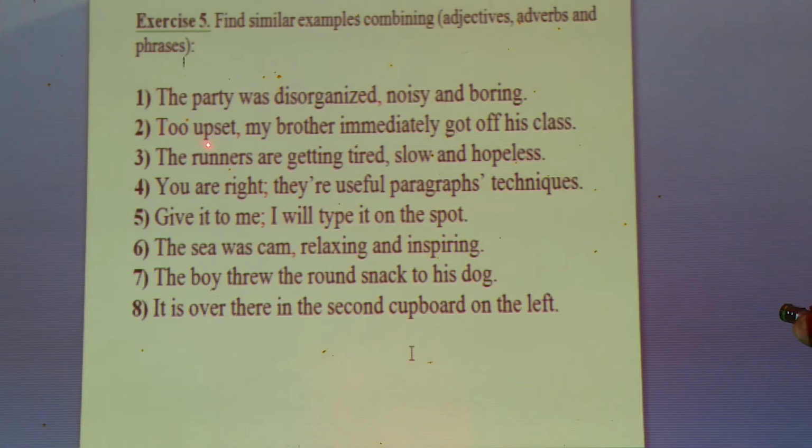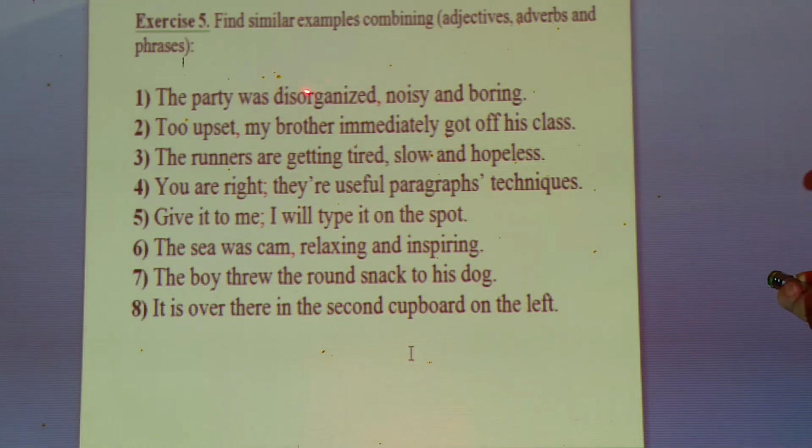Here we have the same thing, just the same person. Too upset, my brother immediately got off his class. Okay, the party was disorganized, noisy, and boring. It's the same subject, the party. So here, commas, and here, semicolon. And full stops at the end.